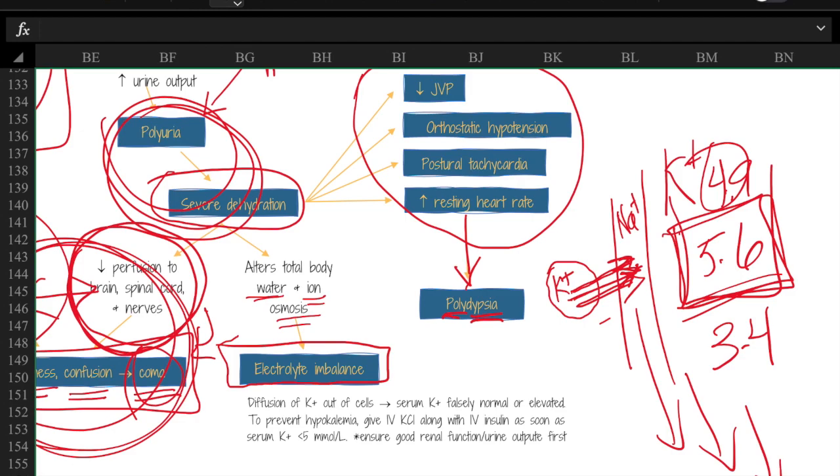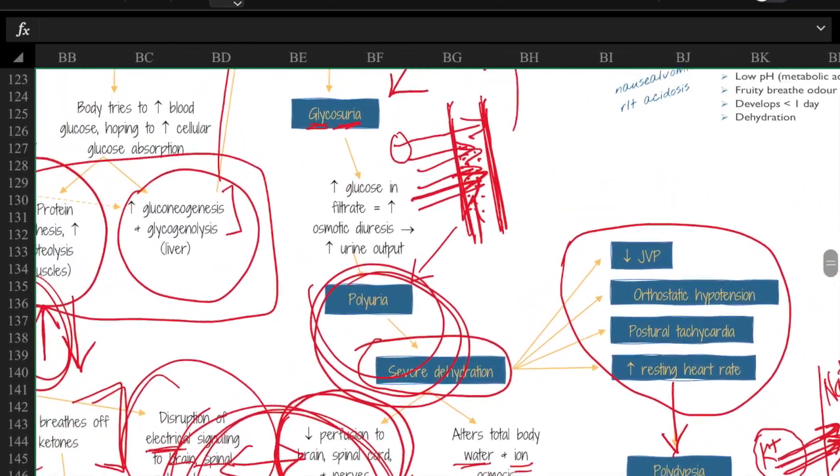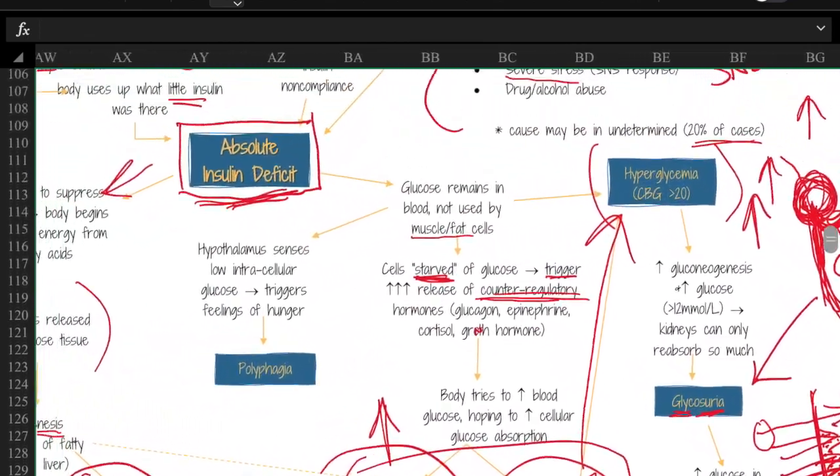So this is a really important aspect of DKA to understand. It does happen with HHS as well. So it's a good thing to understand now so you don't get lost later on. Now, where is my polyphasia?